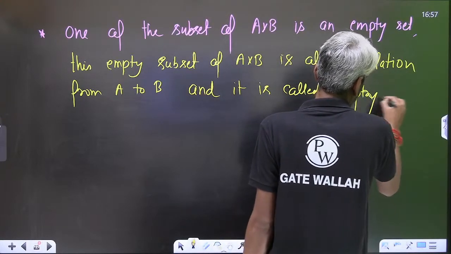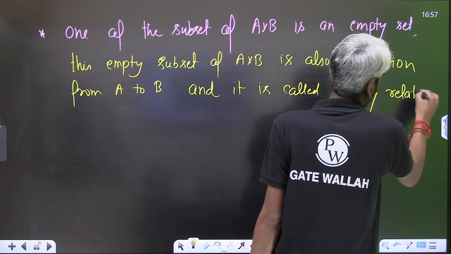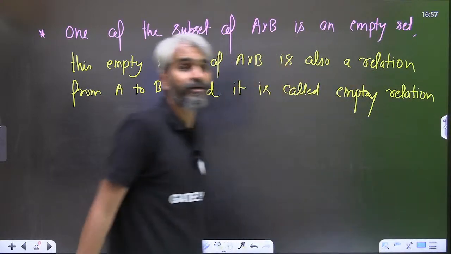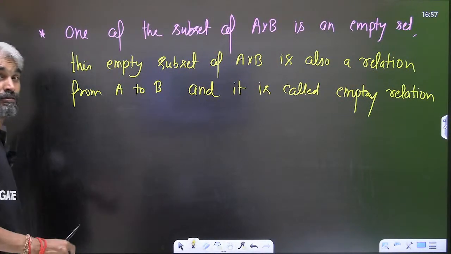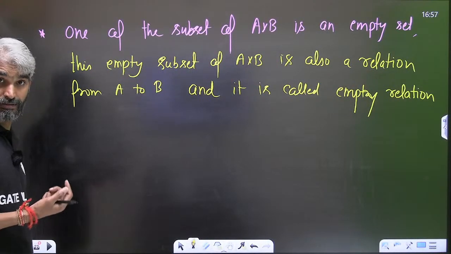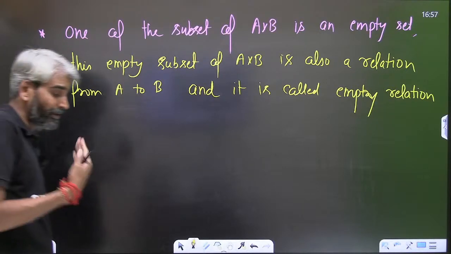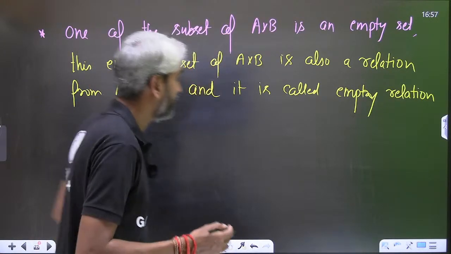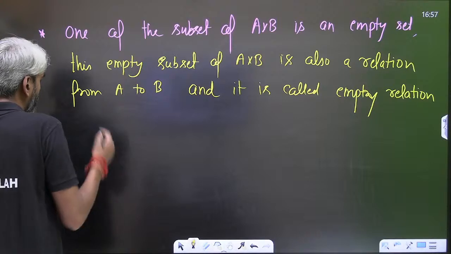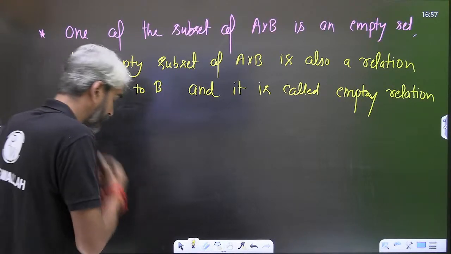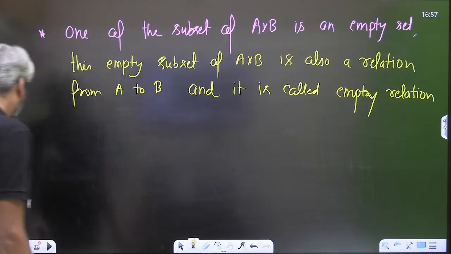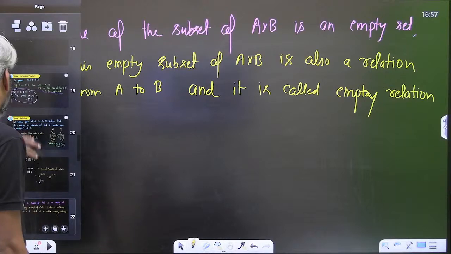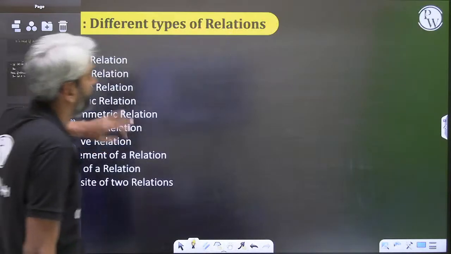Sir, come on. There is also an information that no element of set A relates with any element of set B. So there is no relationship from the elements of set A to set B. So it's called empty. Clear? Okay, so these are certain things you have understood. Now let's move to the different types of relation.